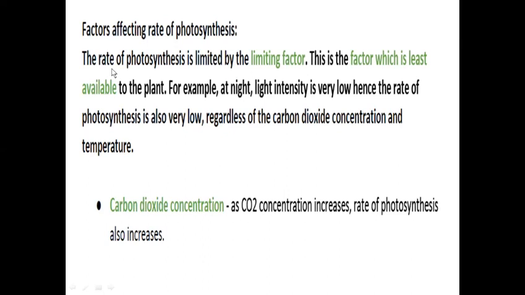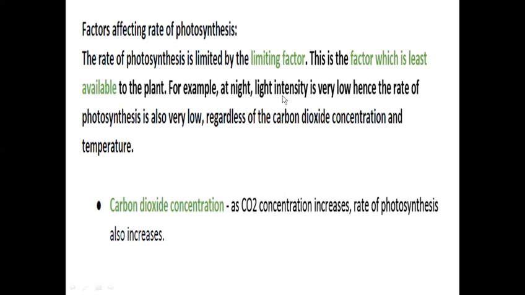Second thing is that when a limited quantity of carbon dioxide gas is available, then this process will start. The rate of photosynthesis after that is going to continue and it's going to be constant. But without getting the minimum quantity of carbon dioxide gas, this process will not proceed. So all those factors which are required in a minimum quantity to proceed the reaction, to proceed the process, are called limiting factors. This is the factor which is least available to the plant.